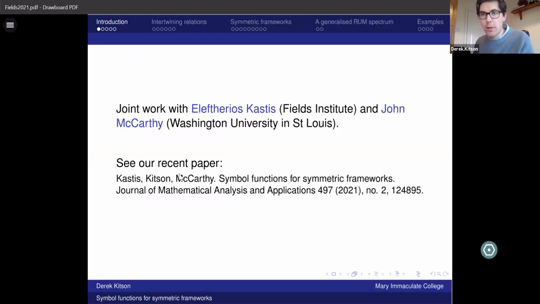Now, this is joint work with Eleftherios Kastis, who's one of the postdocs at Fields at the moment, and also John McCarthy at Washington University in St. Louis. If you are interested in finding out more about any of this material, here's the paper to look at. This is a recently published paper, with the same title as the talk, and you can find it online now. Again, it's very much an analysis paper, hence the journal, but hopefully it will be of interest to people here as well. So let's take a look.